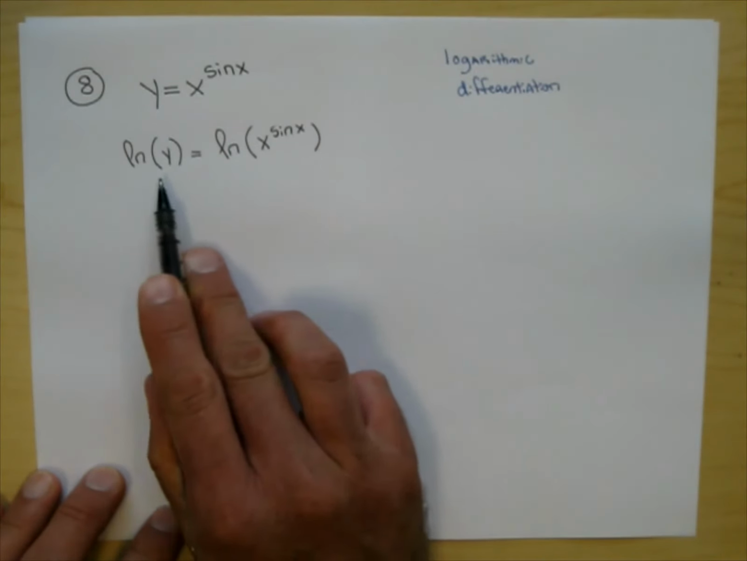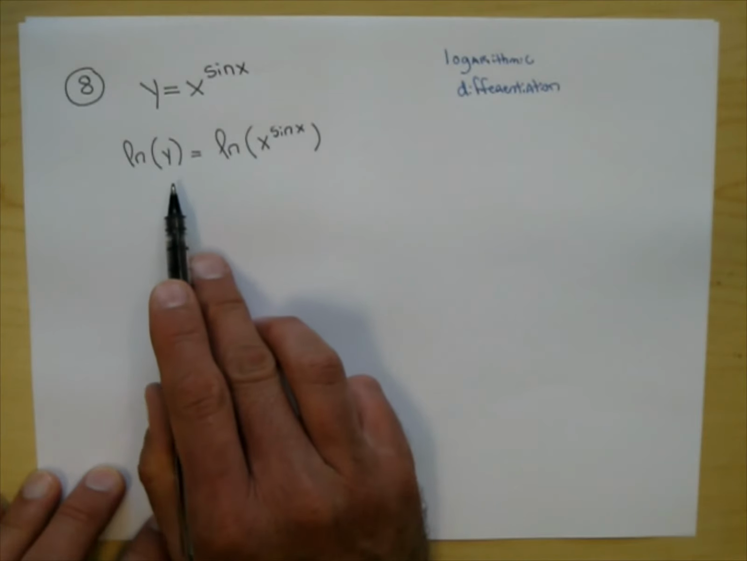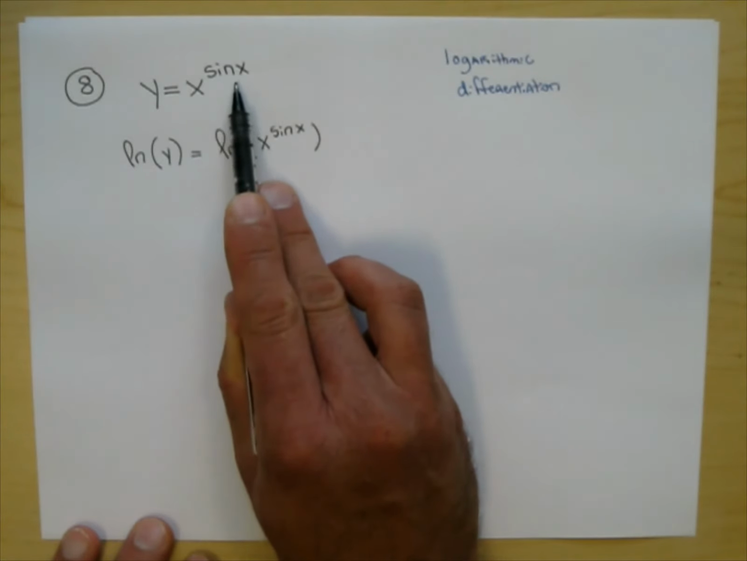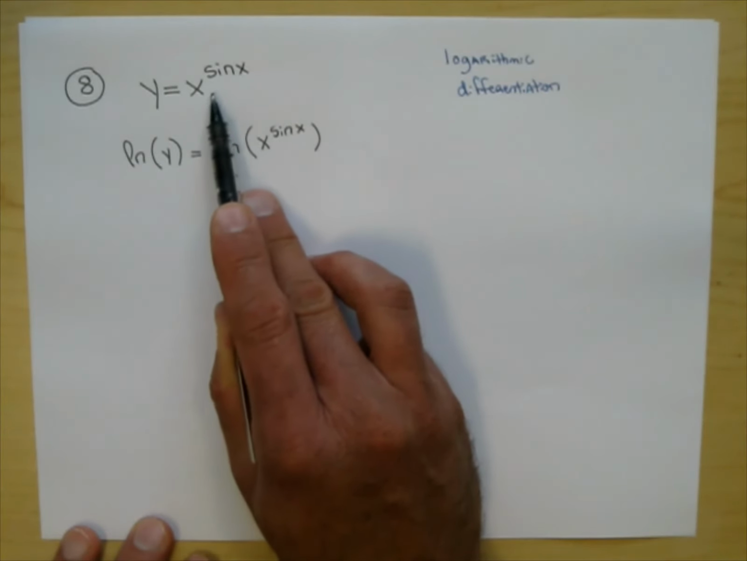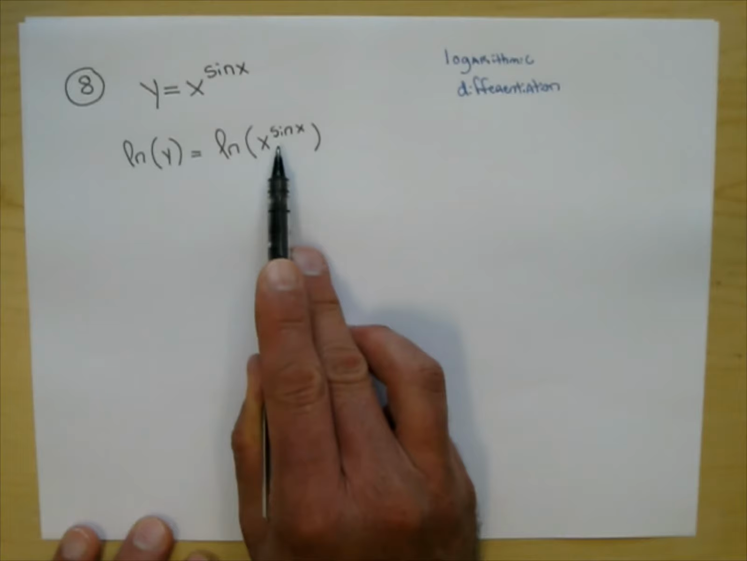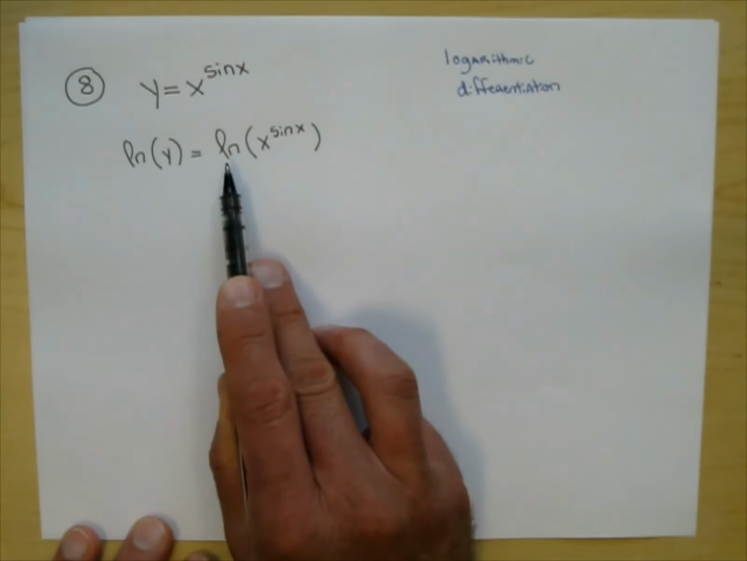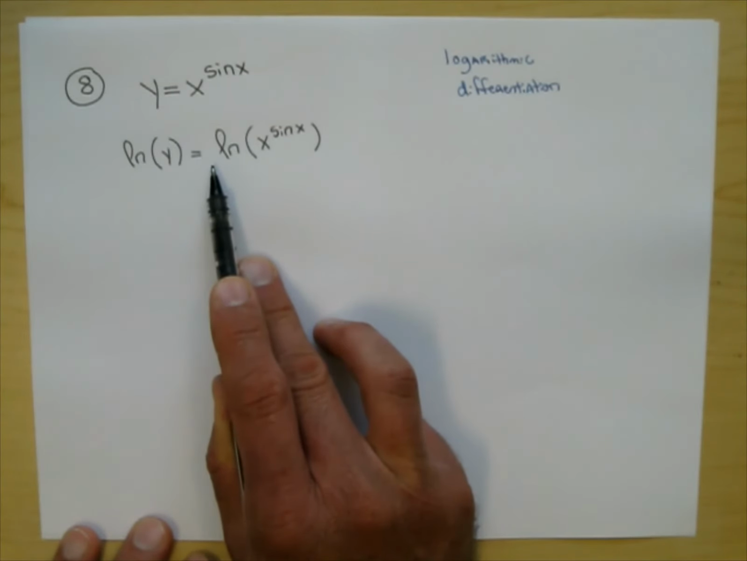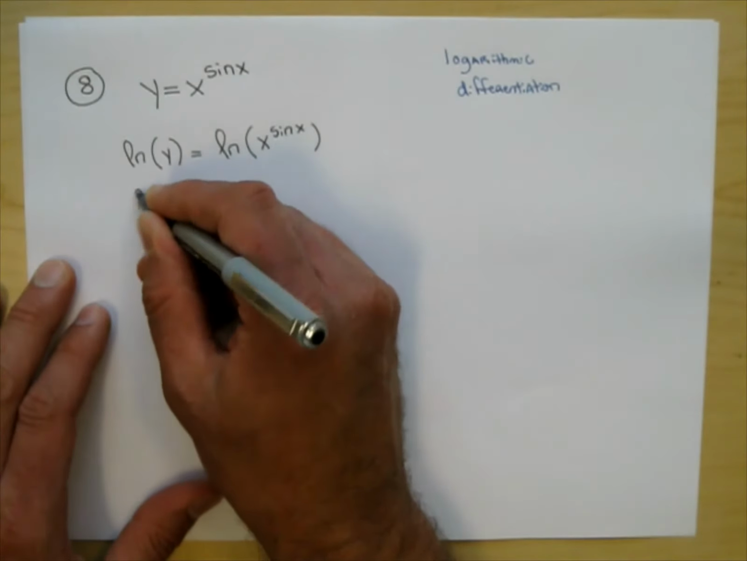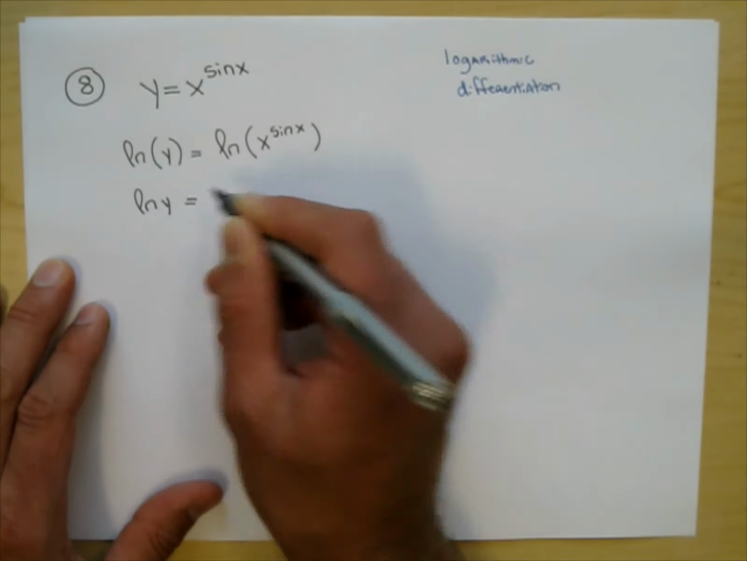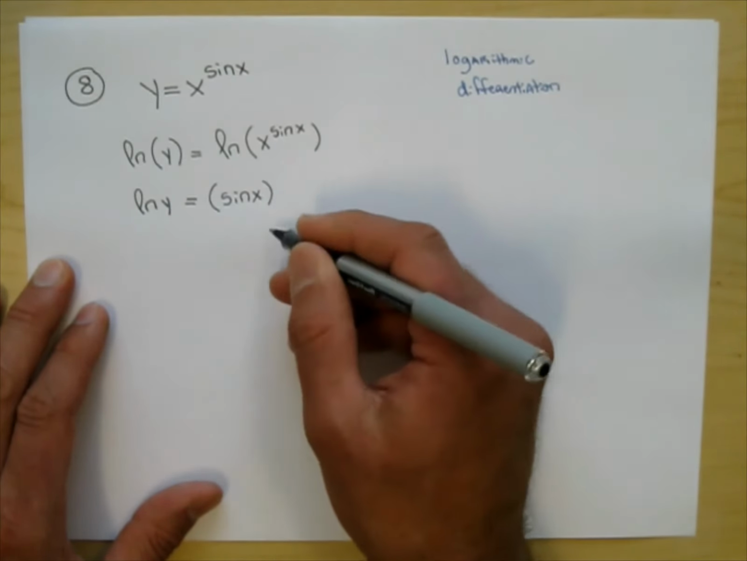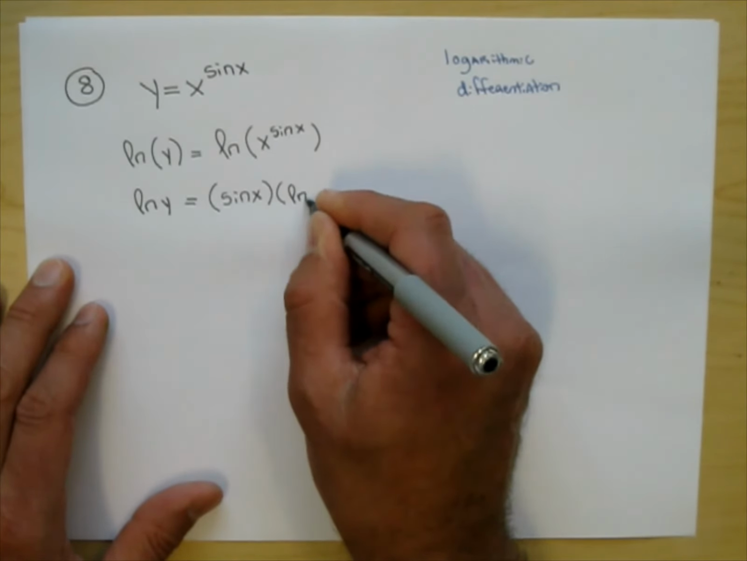Now, it almost looks like I made this problem worse. But there was nothing else that I could do. I'm not going to use the power rule and replace this with sine x minus 1, because the power rule only works when the exponent is a real number. So there's no way I could do that. When I do this, look what we have on the right-hand side. We have the ln of something to a power. I'm going to use the power rule of logarithms and make the sign jump in the front. So I have ln y equals, the sign jumps in the front, I'll put parentheses around it, sine x times the ln x.